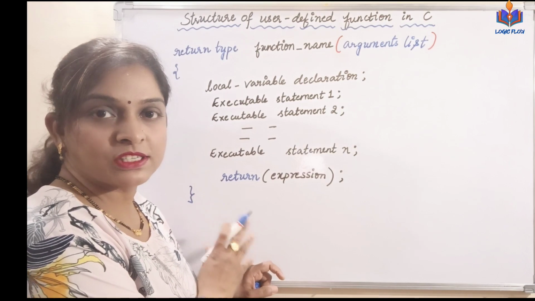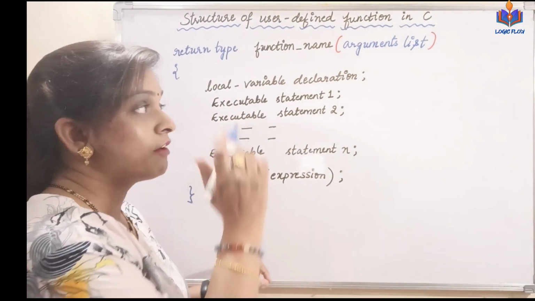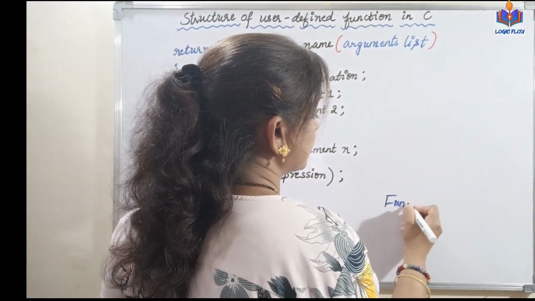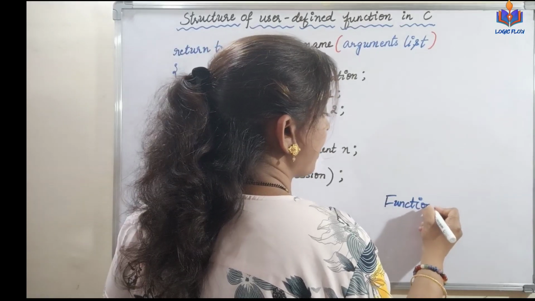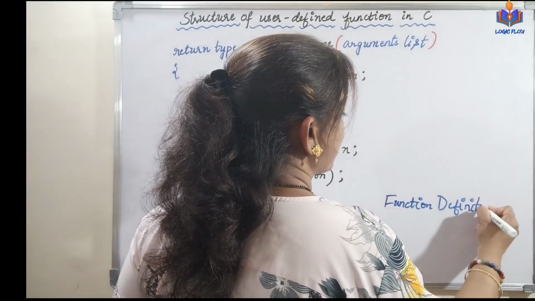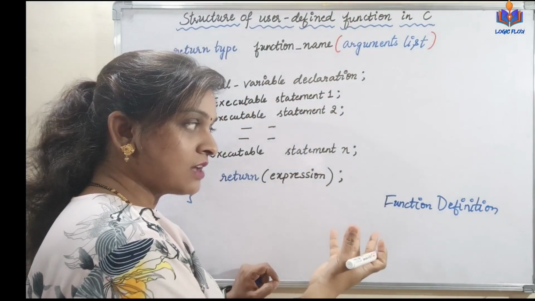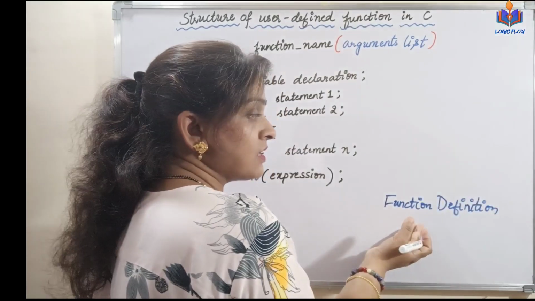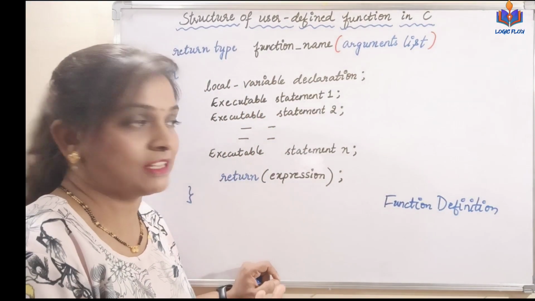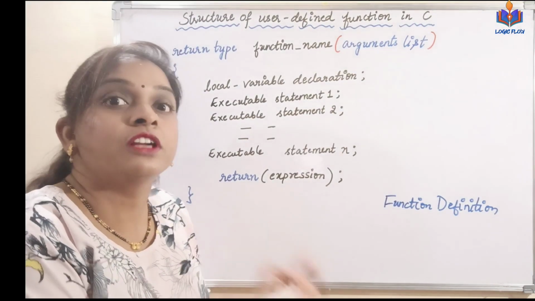So this is the structure of a user defined function, or what we call function definition. We call it the function definition part. The name itself tells you: function definition. Function is nothing but a task. Defining the task is called function definition. Try to understand in a simple way always. Function is a task. Definition means we're trying to define the task.